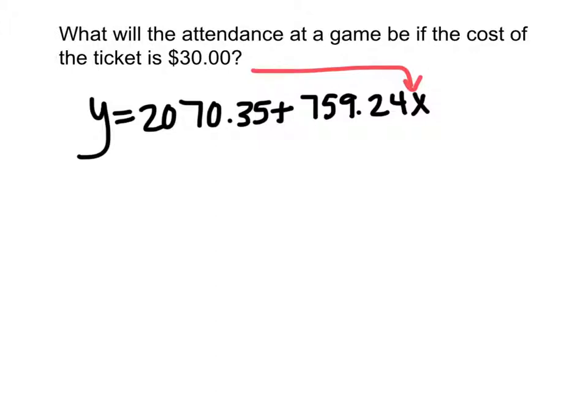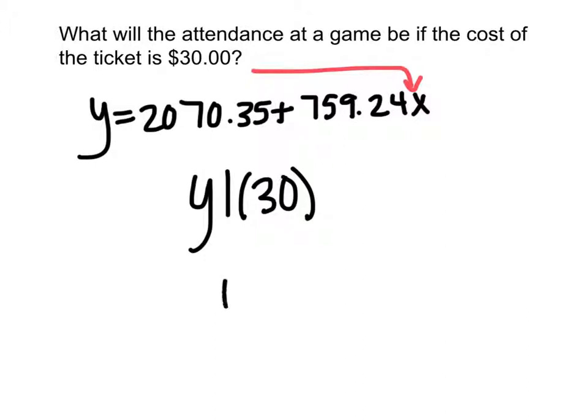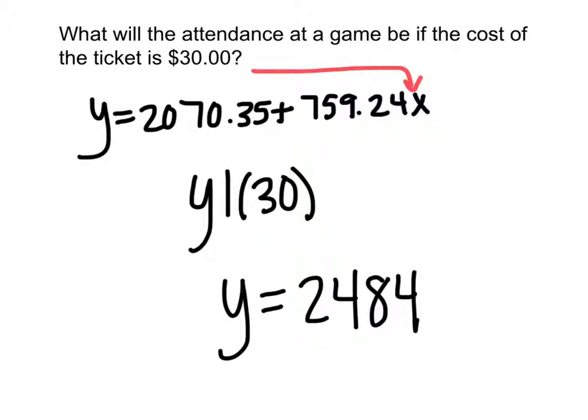So let's go into our home screen and plug it in. You can also do this by going into your calculator in the home screen and plugging in y1 30. This will give you the value of y equaling 24,847, and that'll be the attendance at the game.